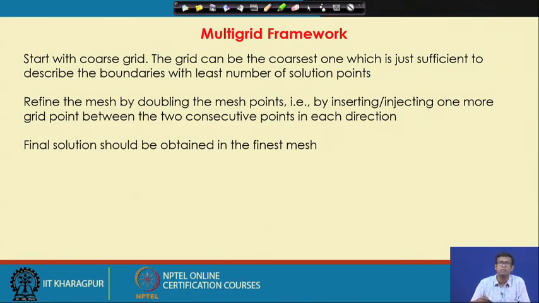Like the last 2 examples we have seen, which have 3 grid levels: one is the finest one and 2 more coarser levels. The final solution has to be obtained on the finest mesh only, and I am asserting this several times because we need the desired accuracy, which can be obtained only with the finest mesh.